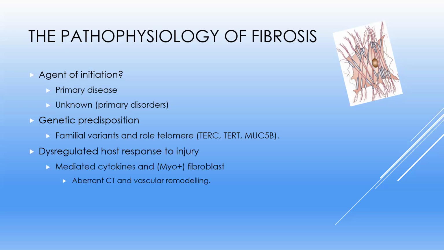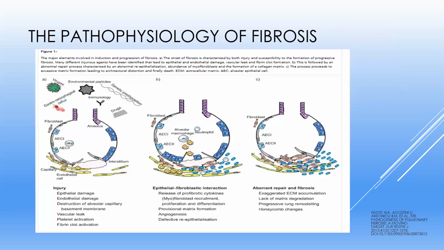And then the key dysregulated response is mediated by cytokines, and the hallmark cell actually being the myofibroblast, which leads to both aberrant connective tissue and vascular remodeling. And that's just basically a very nice diagram in the ELS going through the basic epithelial and endothelial damage, this abnormal fibroblastic interaction, and this aberrant repair and fibrosis leading to this dysregulated and quite abnormal architecture of the lung.